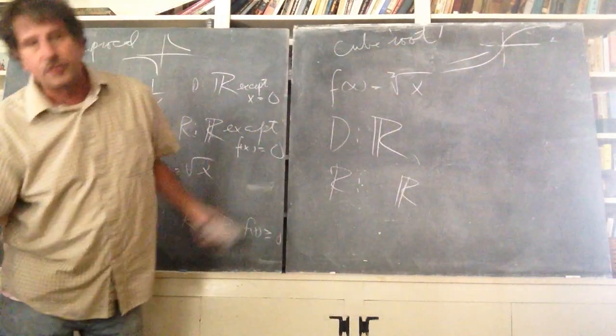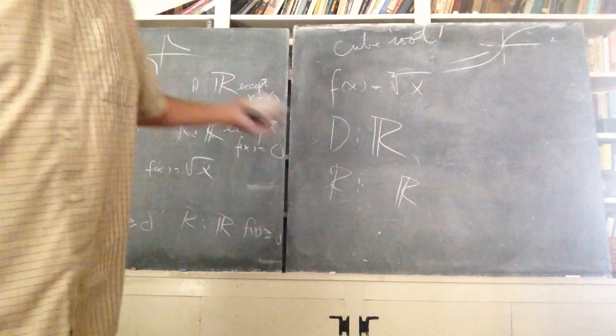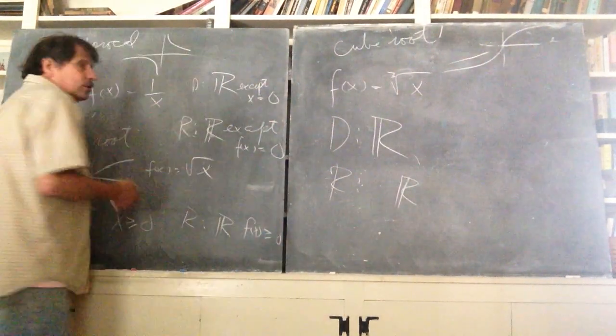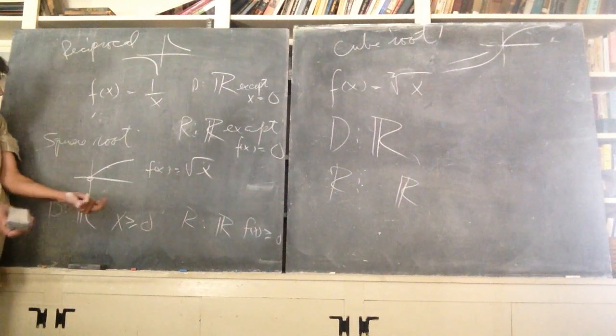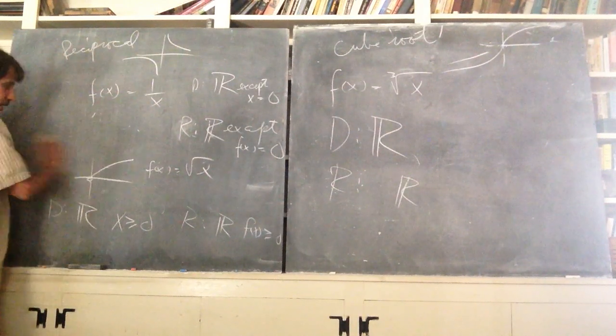Cube root. So those are your toolkit functions. One reason we wanted to review the toolkit functions is that we want to talk about domain and range. So here we go.